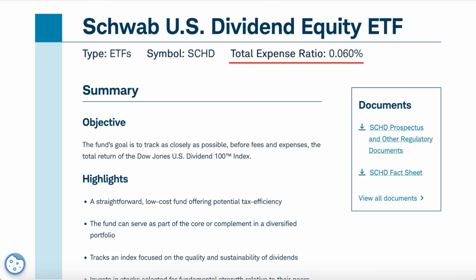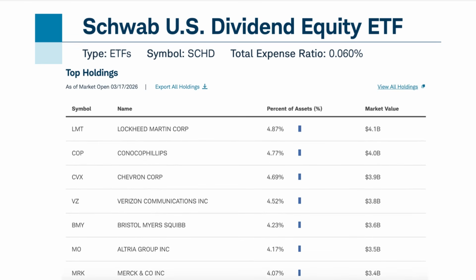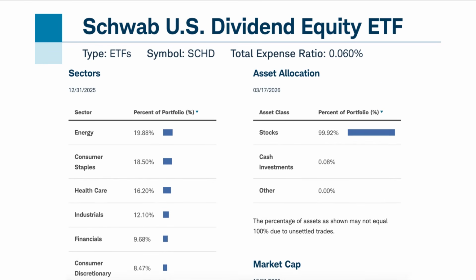Another big reason investors love SCHD is the cost. The ETF has a total expense ratio of just 0.06%, which makes it incredibly cheap compared to many dividend funds. In terms of diversification, the fund currently holds around 100 companies, to be precise 101 holdings. These are mostly large, well-established US businesses across sectors like industrials, consumer goods, financials, and healthcare.